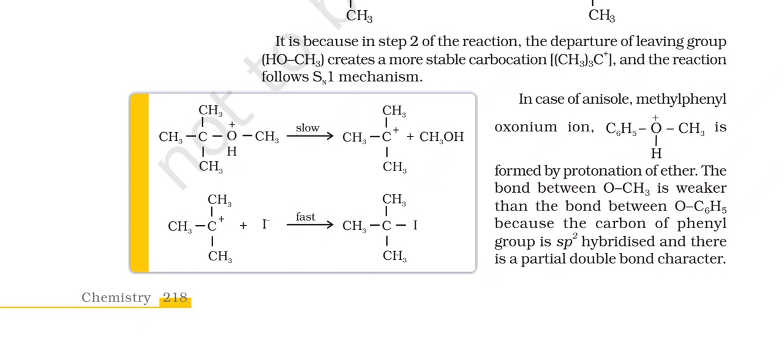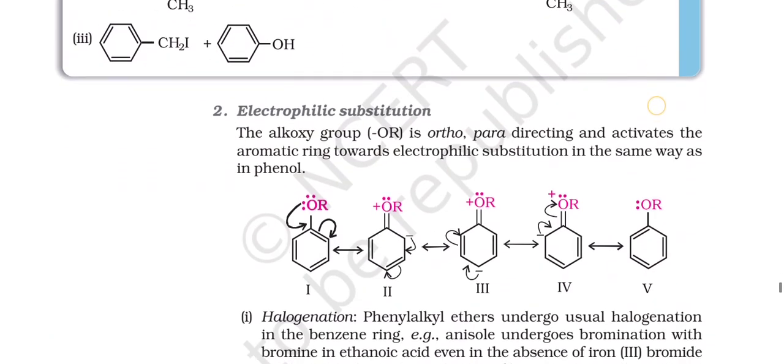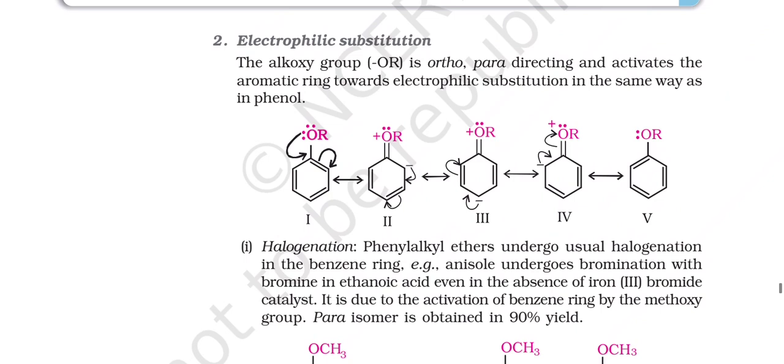In case of anisole, methyl phenyl oxonium ion is formed by protonation of ether. The bond between O-CH3 is weaker than the bond between O-C6H5 because the carbon of the phenyl group is sp2 hybridized and there is partial double bond character. Therefore, the attack by I negative ions breaks the O-CH3 bond to form CH3I and phenol. Phenols do not react further to give halide because the sp2 hybridized carbon of phenol cannot undergo the nucleophilic substitution reaction needed for conversion to the halide.